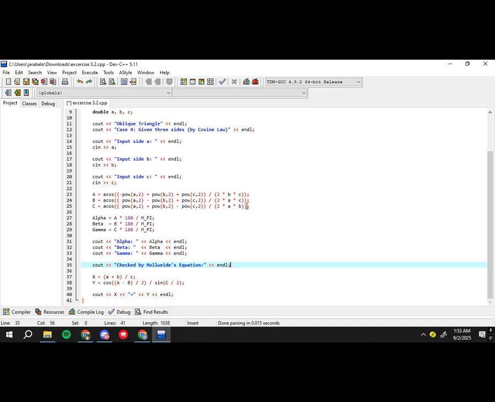So for x equals a plus b divided by c, it calculates the left hand side of Mollweide's equation, and here in y, it calculates the right hand side of Mollweide's equation. Then the second to the last line prints both values to check if Mollweide's equation is satisfied. And the last one marks the end of the main function of the program.